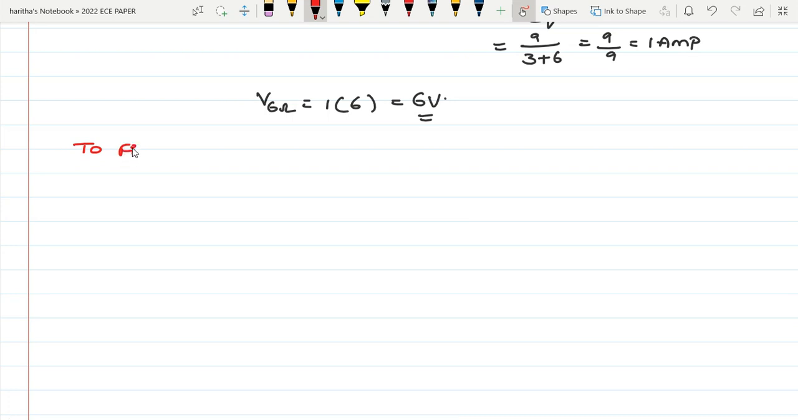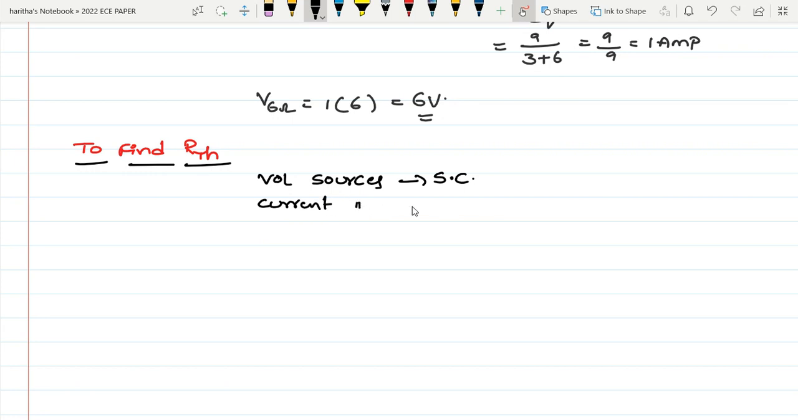So to find R Thevenin, first you have to replace the voltage source with a short circuit. If any voltage sources are there in the circuit, replace those voltage sources with short circuit. And if any current sources are there, replace those sources with open circuit. Then you have to find out the equivalent resistance between the load terminals.